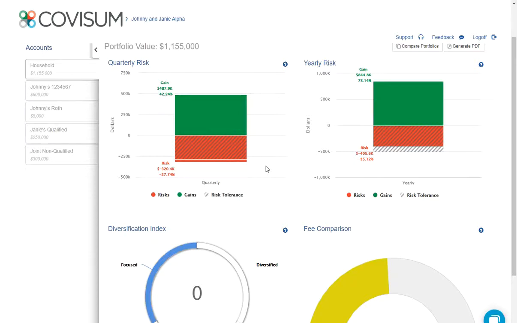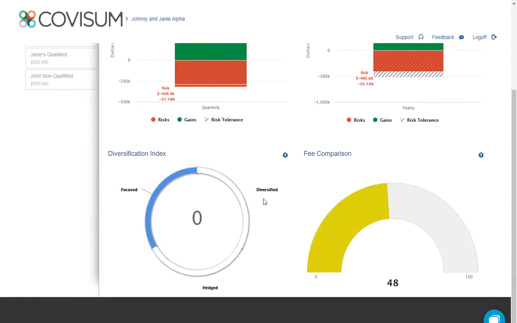Now, the other two charts are important as well. The diversification index is all about identifying whether the holdings in the portfolio react to the same economic factors or not. In other words, is something likely to come out of left field and surprise me? Anytime we see a very focused portfolio like this, where it's 100% equity, for example, we're going to see that it's a focused portfolio.